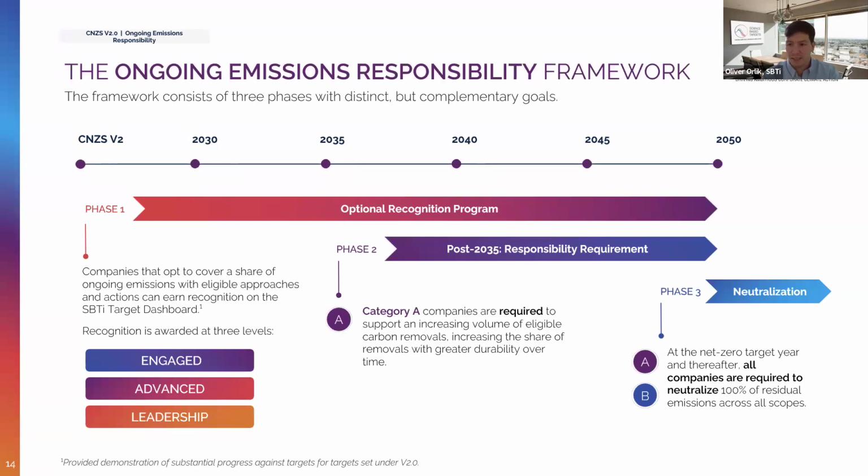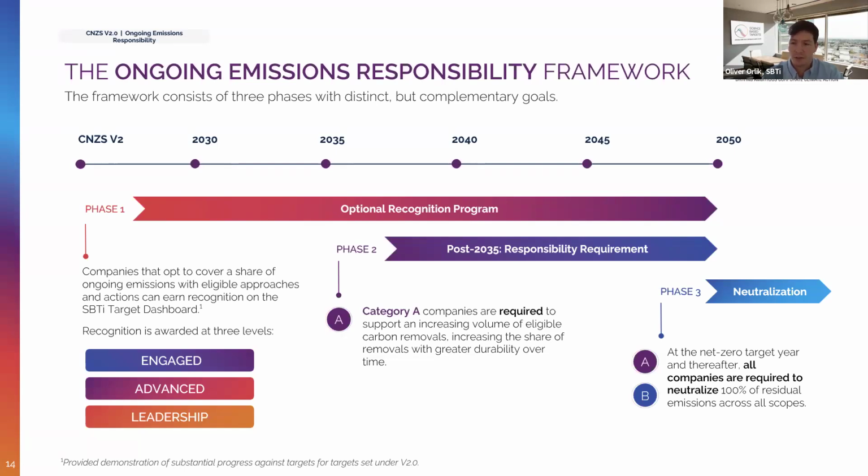Phase 1 is the introduction of this program. Phase 2, post 2035, category A companies, those largest companies, will be required to support an increasing volume of eligible carbon removals. We've outlined that's going to be 1%, but that may be updated as we get closer to that and new guidance and research comes out. And then phase 3 is for all companies at that net zero target year. They're required to neutralize 100% of the remaining residual emissions across all scopes.